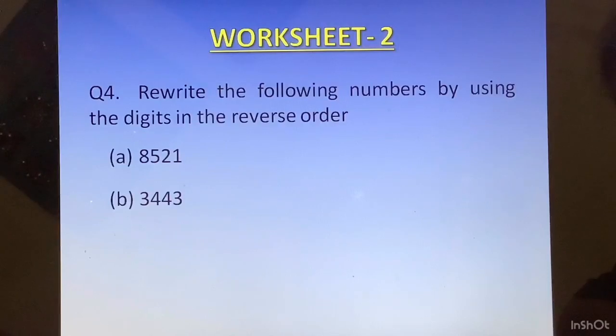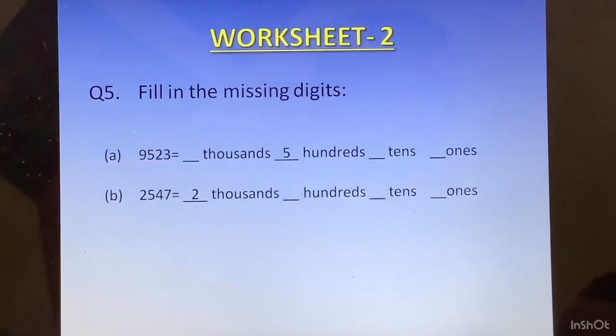Question 4. Rewrite the following numbers by using the digits in the reverse order. A part 8521. B 3443. Question number 5. Fill in the missing digits. A part 9523 is equal to dash thousands, 500s, dash tens, dash ones. B part 2547, 2000s, dash hundreds, dash tens, dash ones.